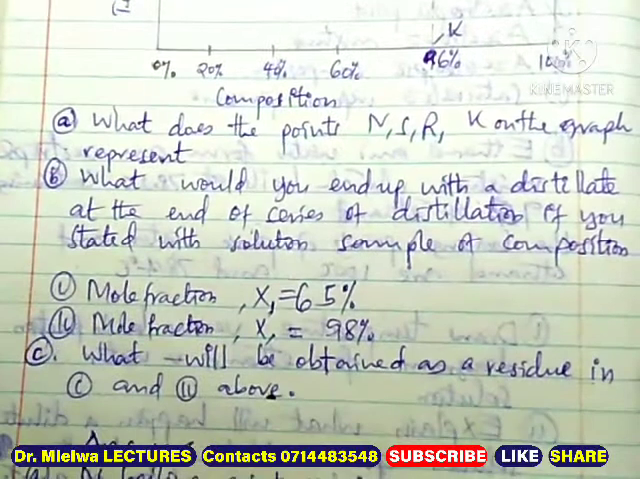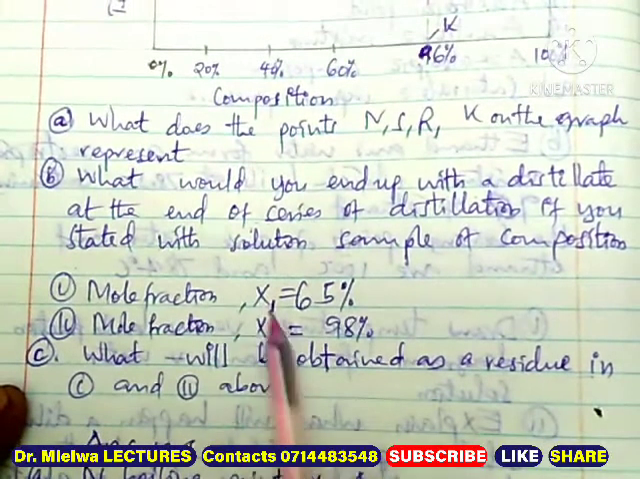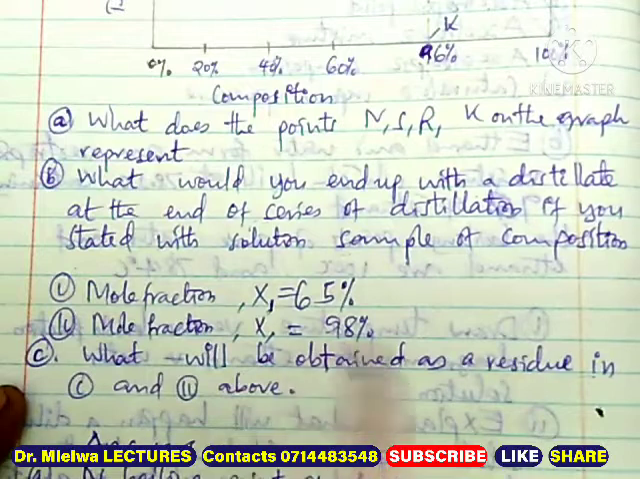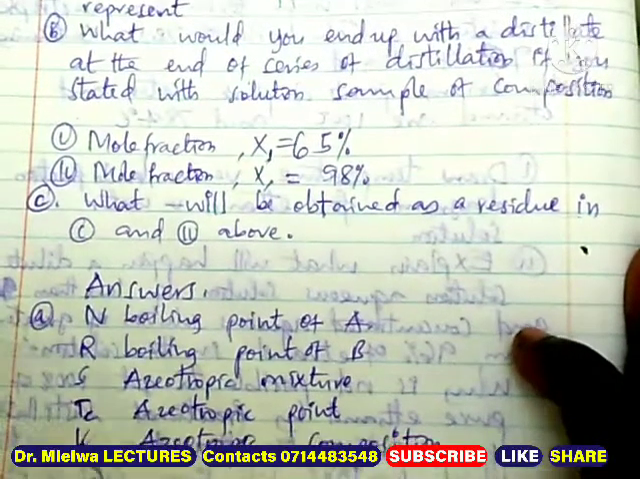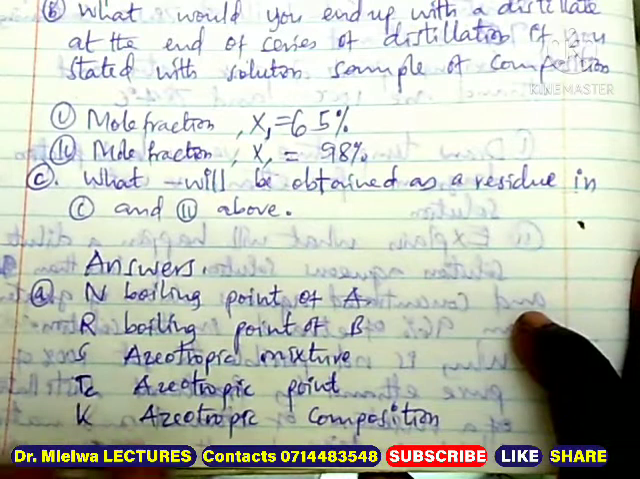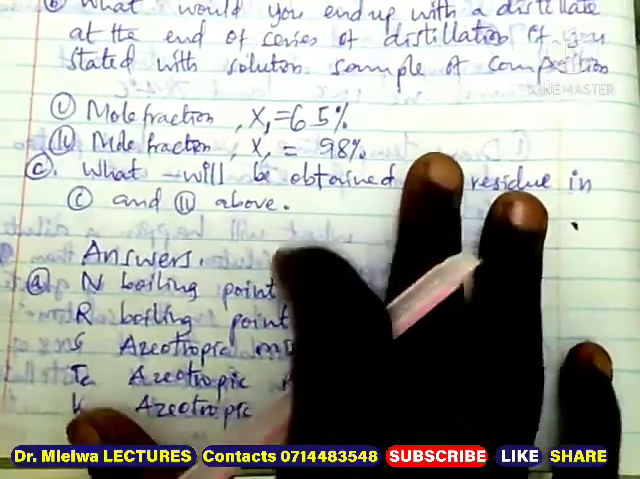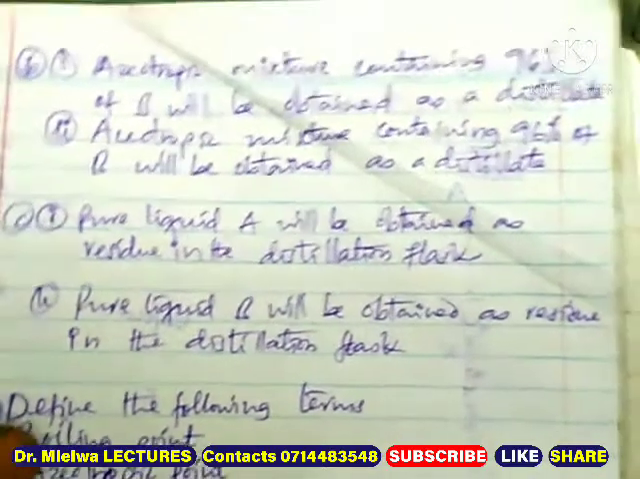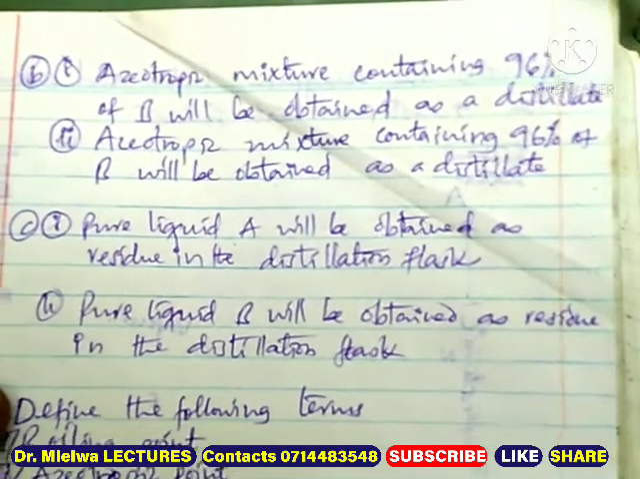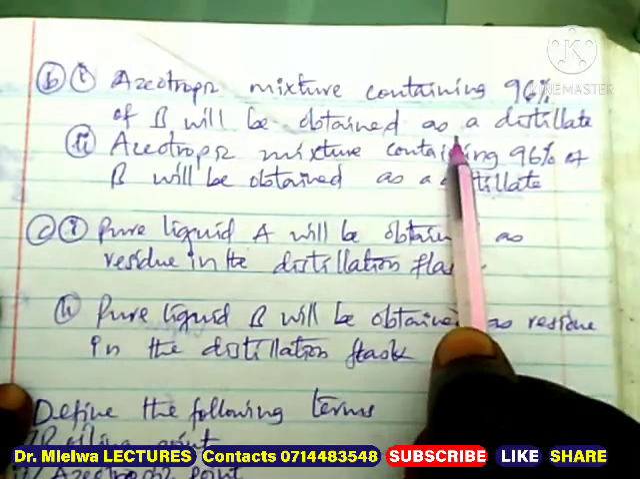And then at the last question, what will be obtained as residue in 1 and 2? For example, in Roman 1, the residue will be pure liquid A, and in 2, the residue will be pure liquid B. Now in answering, first by answering about the letters, N is the boiling point of liquid A, R is the boiling point of liquid B, S is the isotropic mixture, Tc is the isotropic point, and K is the isotropic composition. Now let's see the discussion about what will happen. If we are doing distillation of a solution containing less than 96%, the isotropic mixture containing 96% of B will be obtained as a distillate.